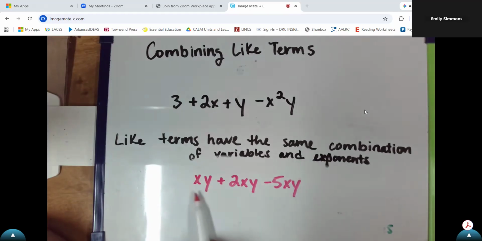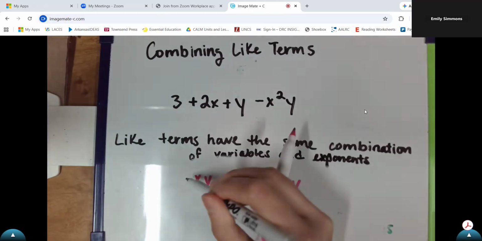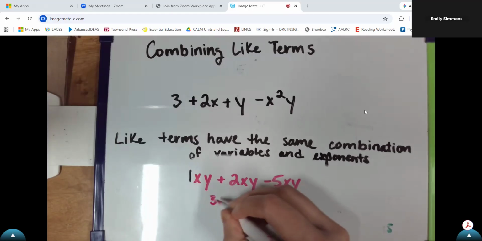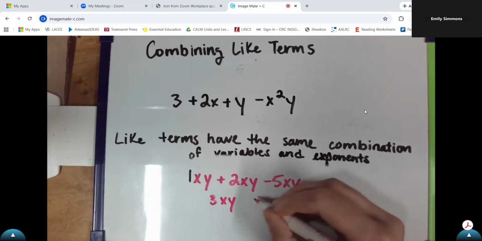Anytime I have a variable without anything in front of it, that's the same thing as having one of that. So this xy is the same thing as 1xy. And I can combine that 1xy plus my 2xy. I'm going to add my coefficients, so 1 plus 2 to get 3xy. And then I'll bring down my minus 5xy.